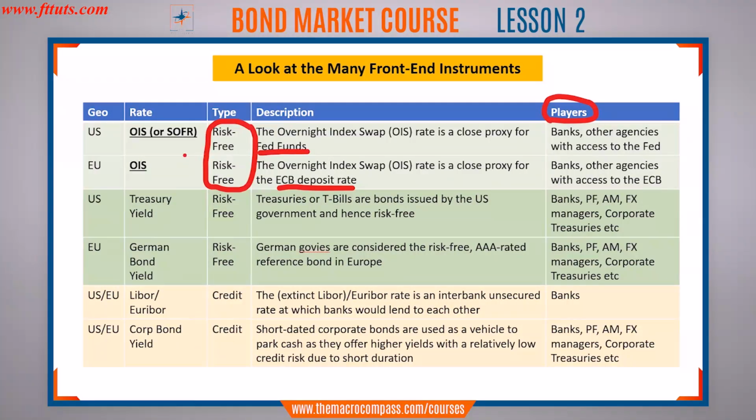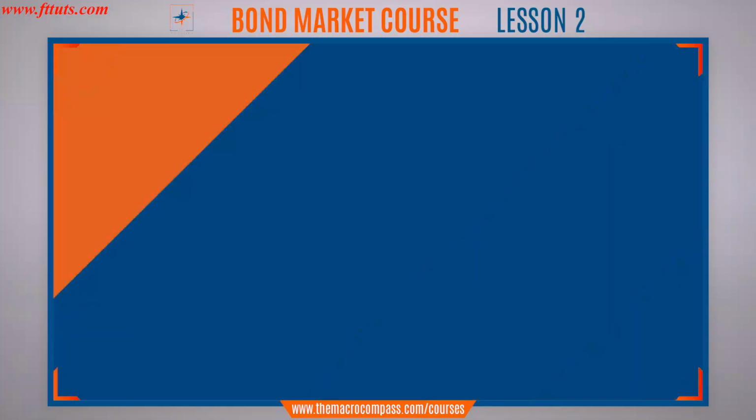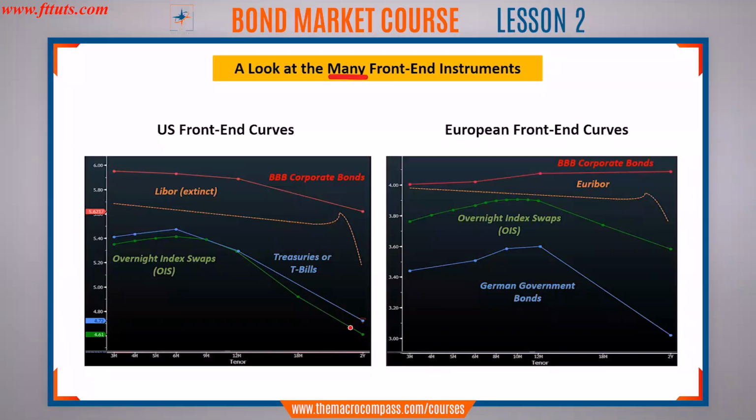What you are mostly interested in when you look at the front end is the OIS market, overnight index swaps. Why? Because the overnight index swaps is the purest form of risk-free interest rate. Overnight index swaps is a close proxy for market-implied future Fed funds or ECB deposit rate. Those are the most risk-free instruments and the cleanest, purest expressions of what the Fed is priced to do and what the ECB is priced to do by markets going forward. So you're really interested in the OIS curve.